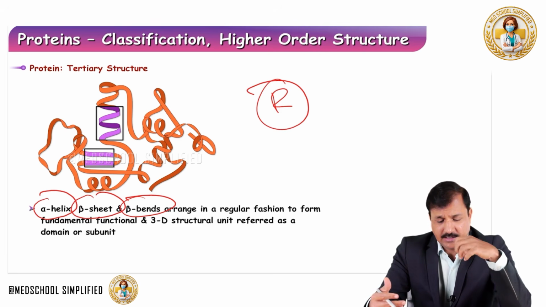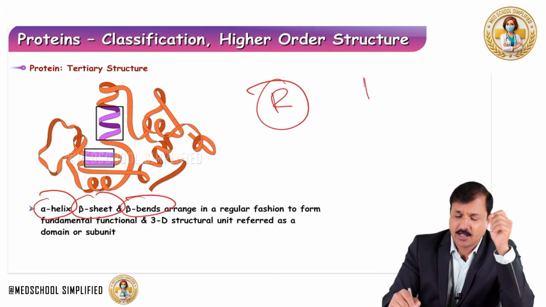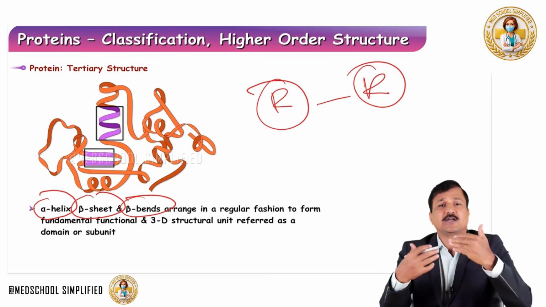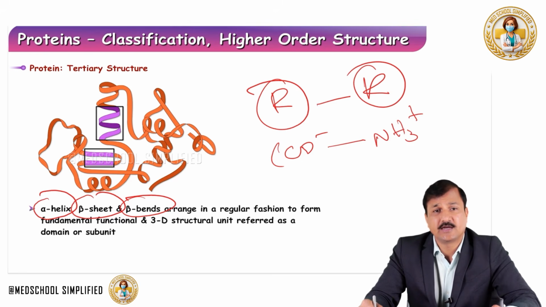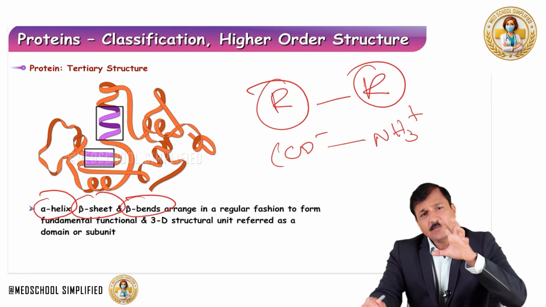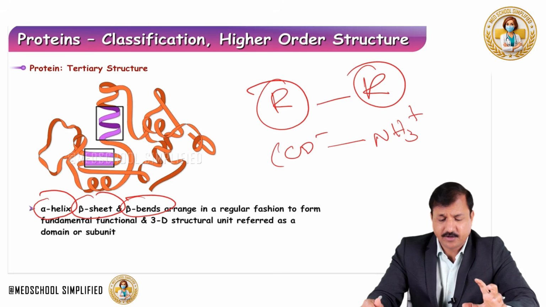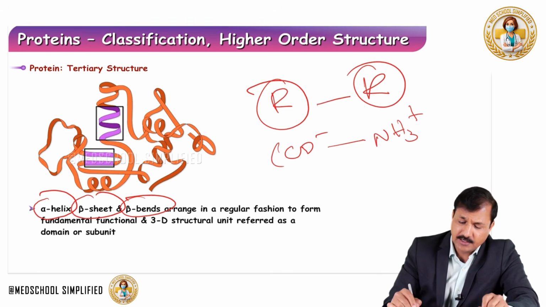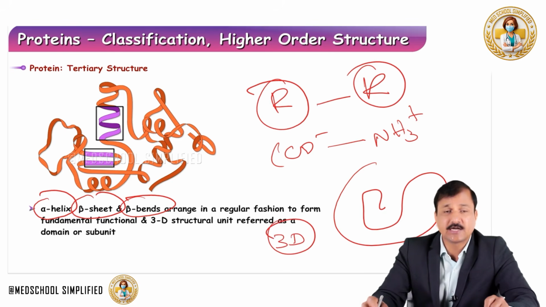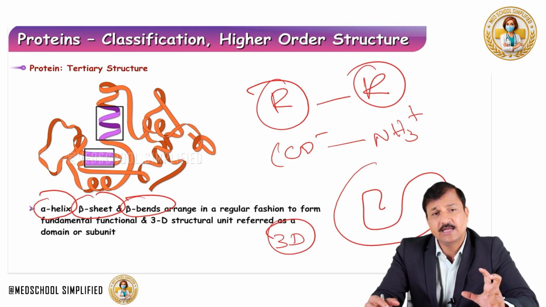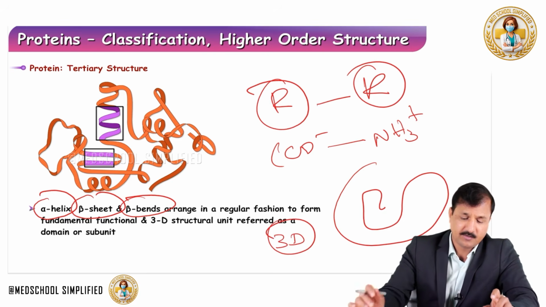So the R groups present in each of these amino acids can interact with another R group depending on the side chain characteristics. Like if we have a carboxyl group, COO minus, in the side chain, and then we have NH3 plus, they can make a salt bridge, an ionic interaction like that. So depending on the side chain characteristics, there can be formation of different types of interactions between the R groups, and that will give rise to a shape to a protein molecule, and that is a 3D shape. We call it a domain or a subunit, and that's the tertiary structure of a protein molecule.